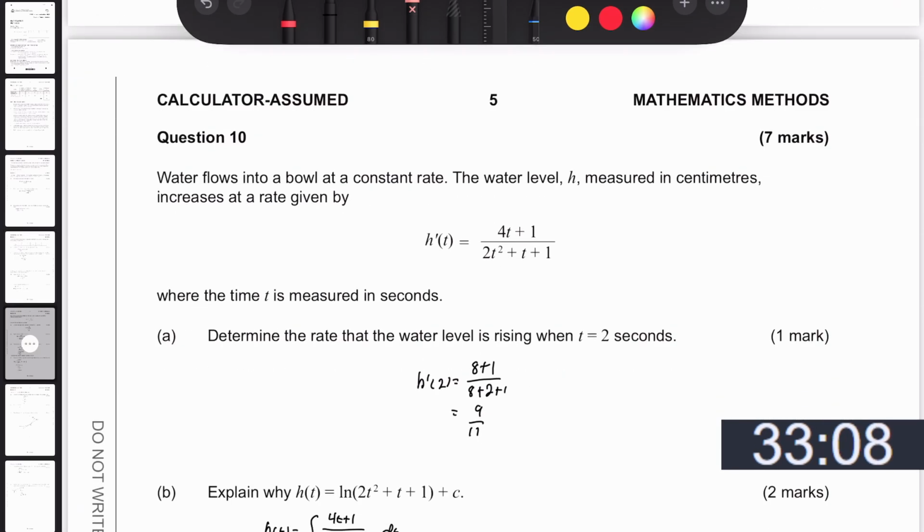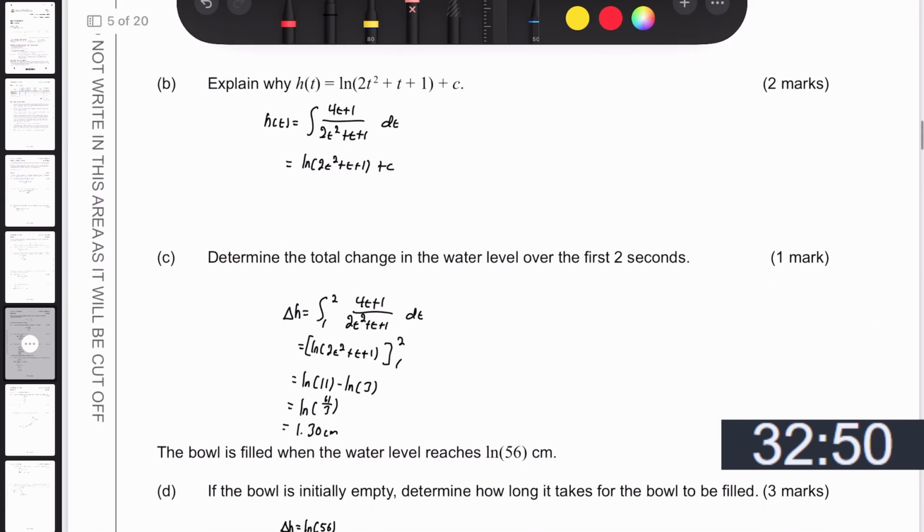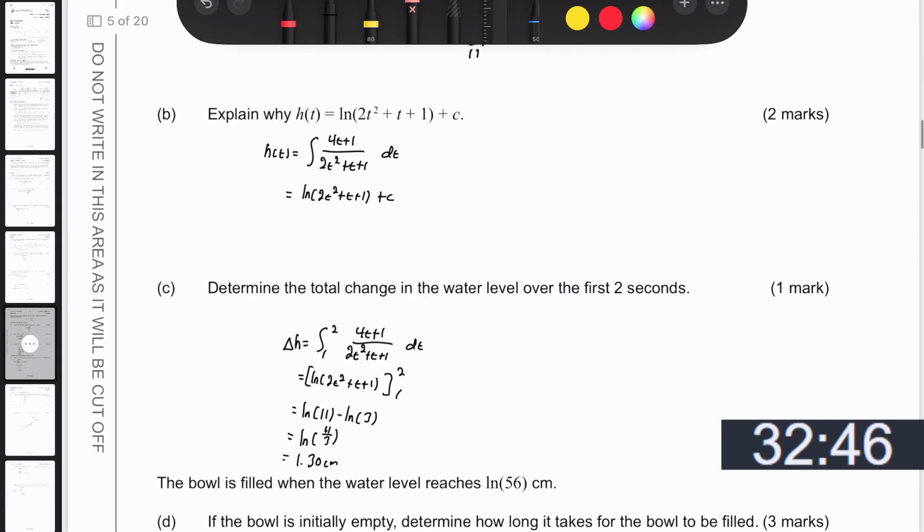Determine the rate, so differentiate 4x plus 1 over 2x squared plus x plus 1. Wait, no, I don't want that. I want this. Given x equals 2, the decimal 9 or 11. Explain why h of t equals that. Okay, got that. Total change in water over the first 2 seconds.